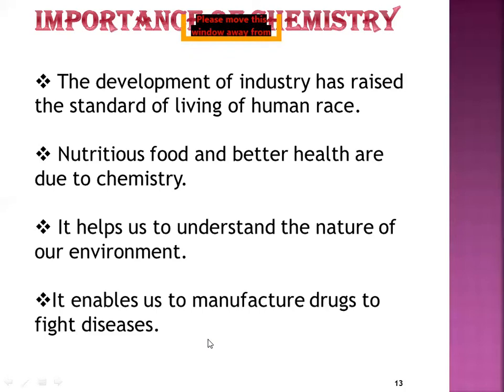All these antibiotics and vaccines are due to chemistry because it enables us to manufacture drugs to fight diseases. If you want to fight diseases, you must need some sort of medicine. For making medicines, you need chemistry. You must learn something about chemistry. Without chemistry, you cannot make any medicine. That's why chemistry is very important for all of us, and that's why we study chemistry.